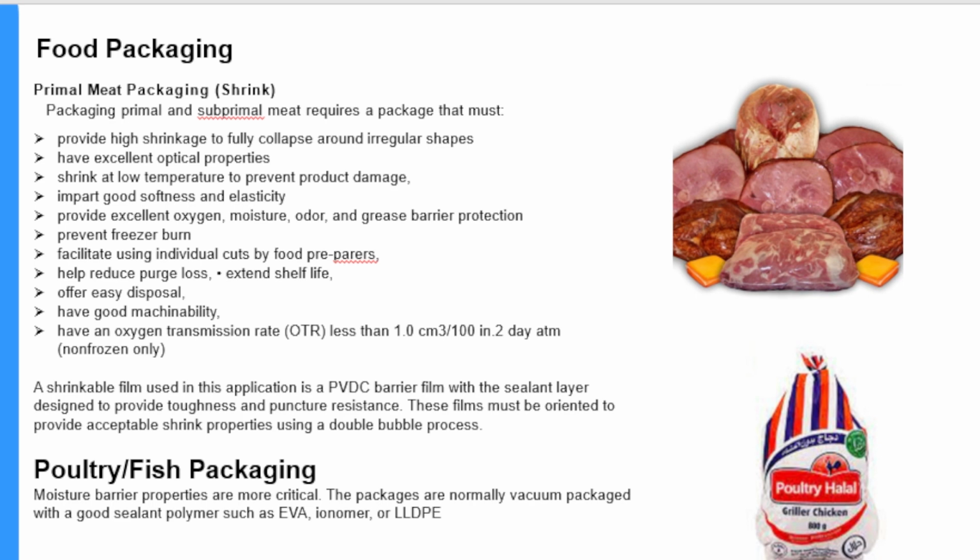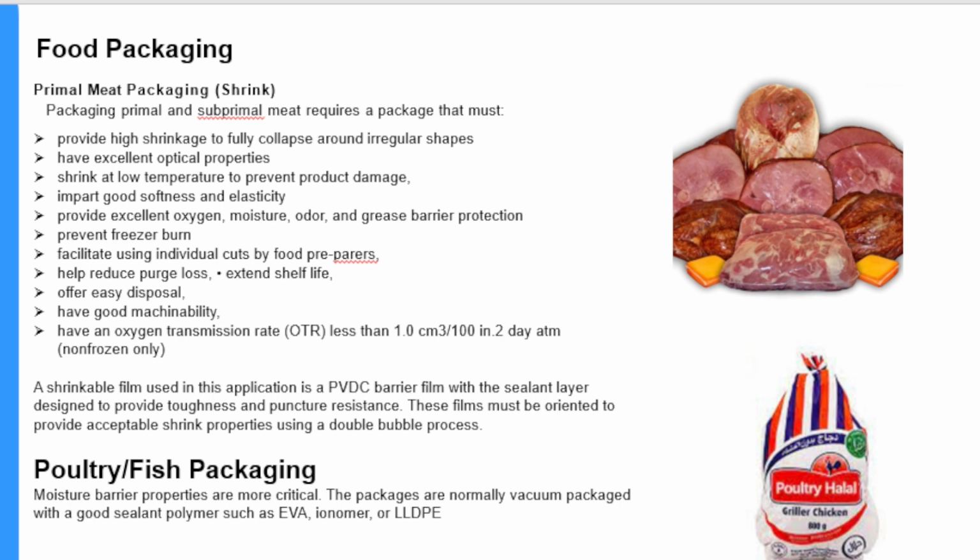Food packaging. Primal meat packaging shrink. Packaging primal and subprimal meat requires a package that must provide high shrinkage to fully collapse around irregular shapes, have excellent optical properties, shrink at low temperature to prevent product damage, impart good softness and elasticity, provide excellent oxygen, moisture, odor, and grease barrier protection, prevent freezer burn, facilitate using individual cuts by food preparers, help reduce purge loss, extend shelf lives, offer easy disposal, have good machinability, and have an oxygen transmission rate (OTR) of less than 1 cc per 100 square inches per day per atm, non-frozen only.